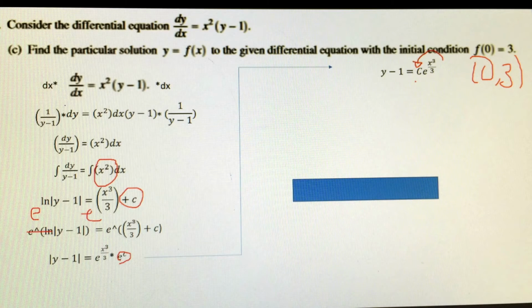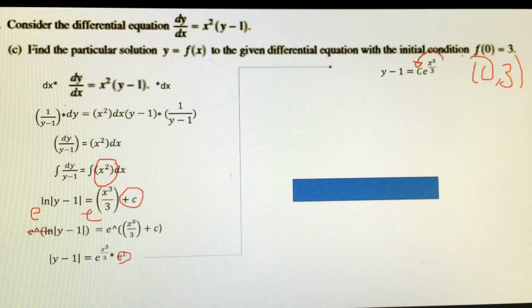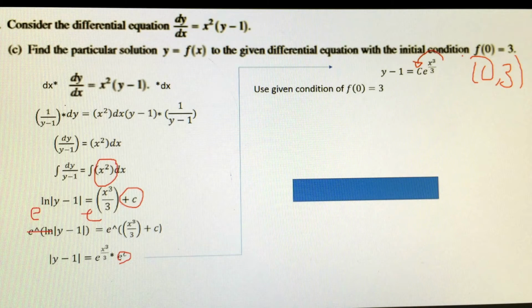And then when we do that, we get y minus 1 equals c times e to the x cubed over 3. And now we want to find what our c value is. And because we're given that initial condition of f of 0 equals 3, which is also written as (0, 3), we can plug those coordinates right into this equation. And when we do that, we get 3 minus 1 equals c times e to the 0 power. And we know e to the 0 power is 1, and 3 minus 1 is 2. So then we end up getting c equals 2.